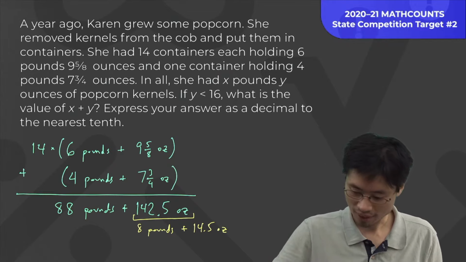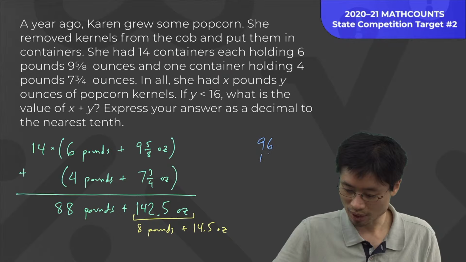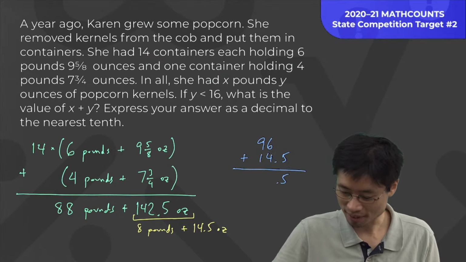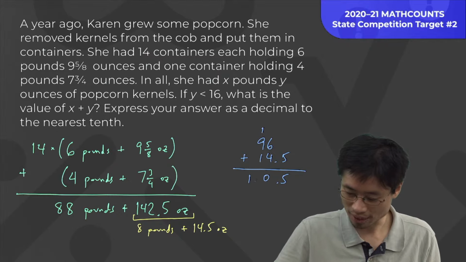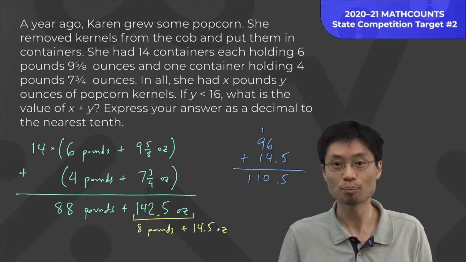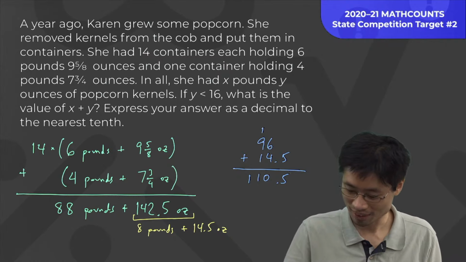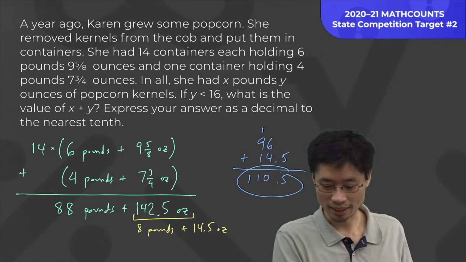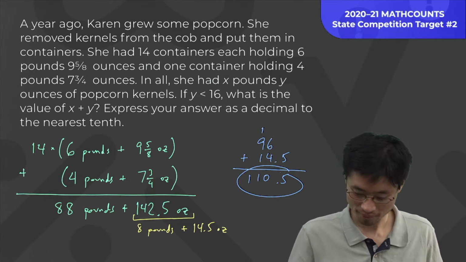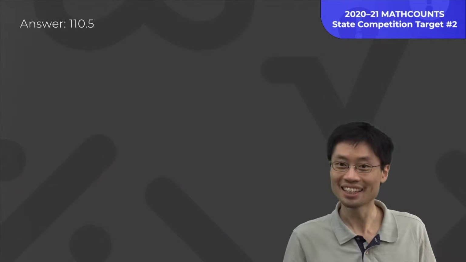The answer is 96 plus 14.5. Again, I'm too lazy to type it into my calculator: 0.5, 6 and 4 is 10, and it looks like we have 110.5, and that's the answer I'm going to propose. Let's see if that's right. 110.5. Yay, it is. I'm always scared of calculation because I might do it wrong. Question number 3.